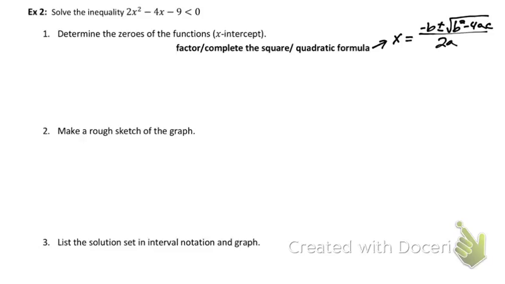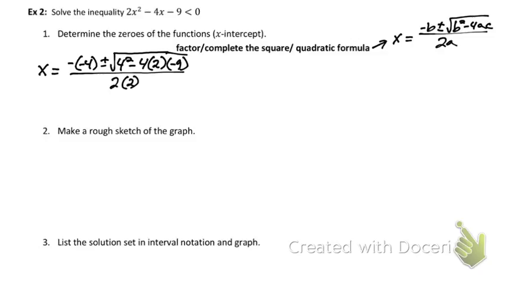All right. So it's negative b plus or minus the square root of b squared minus 4ac all over 2a. So let's go ahead and fill that information in. So we're going to have x equals negative b, so that would be negative 4 plus or minus the square root of 4 squared minus 4ac, which would be 2 times a negative 9, all over 2a. Trying to remember this. I think it's 4 plus or minus the square root of 88 all over 4. Cool.